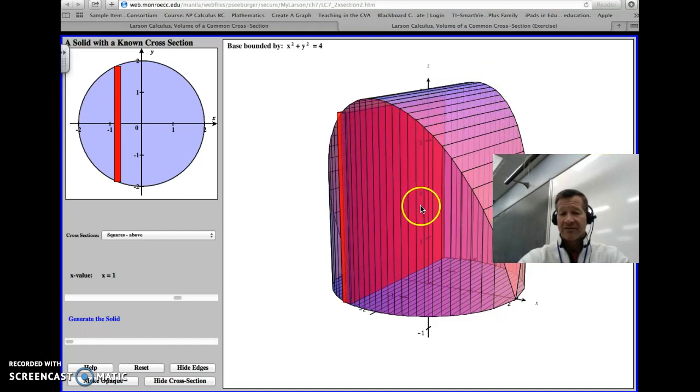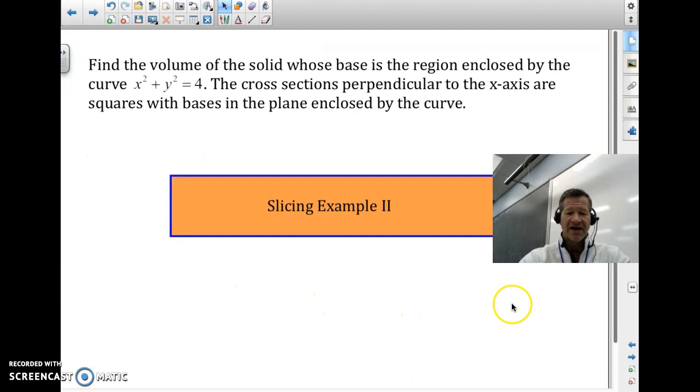So how can I find the volume of this? Well, I'm going to find the cross-sectional area of the square, times its thickness. That'll be the volume of one cross-section. And then I'm going to integrate from -2 all the way over to +2. Now the area of a square is easy. It's just a side squared, right? We don't have to look at the formula sheet for that.